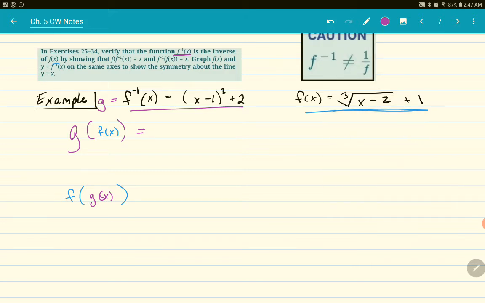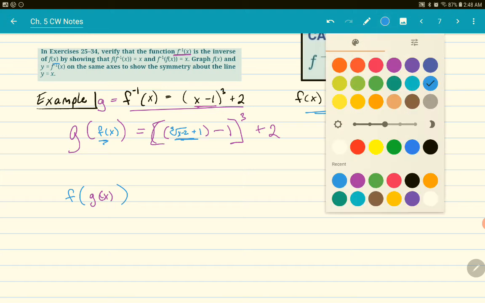So remember, to compose functions, I can rewrite the function using a placeholder or parentheses for the x. So I go x minus 1, that whole thing cubed, plus 2. That's g of x. Only my input is going to be f of x. So that's what goes in for x. That's all this. So that's cube root of x minus 2, plus 1. So now I need to simplify that.